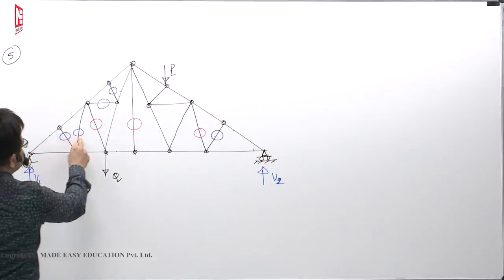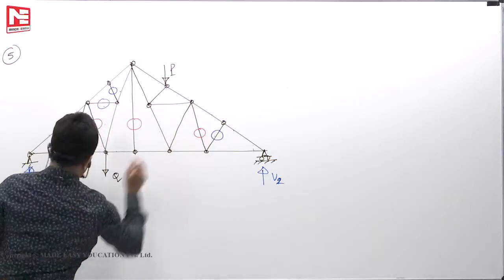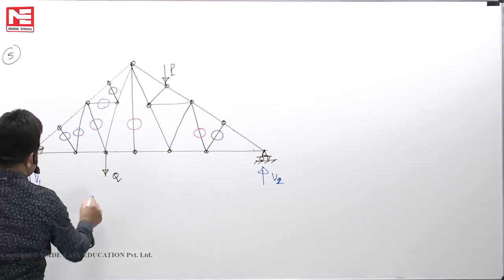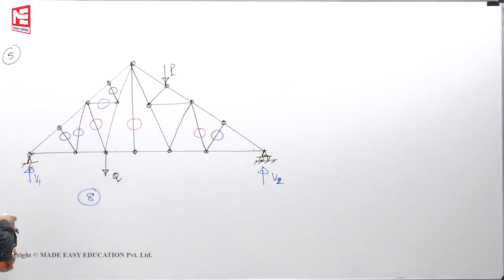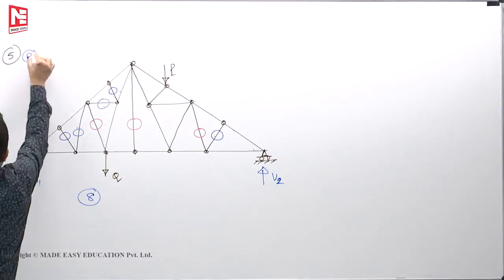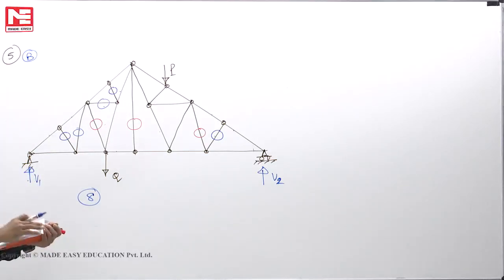Now how many are there? 1, 2, 3, 4, 5, 6, 7, 8. 8 members have 0 force. Now what is the option? B. Fifth question, B is the answer. Like that, by inspection, we should be able to get it.